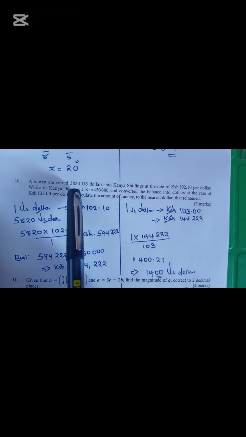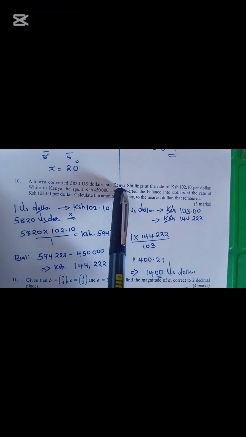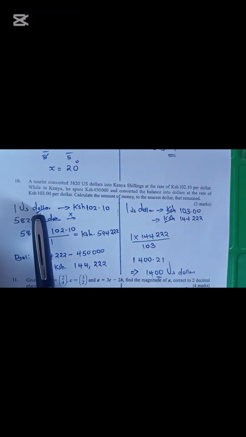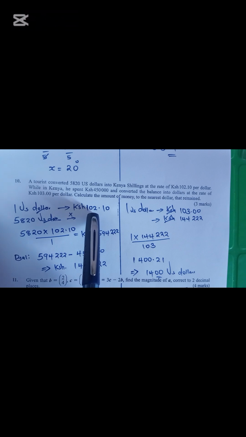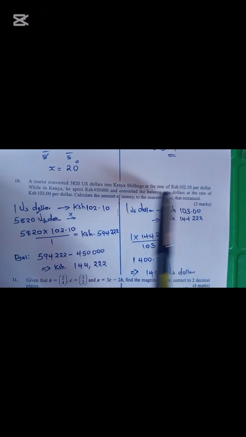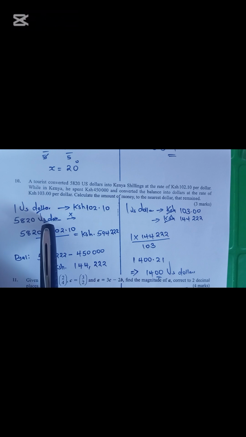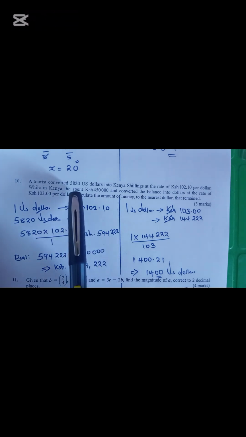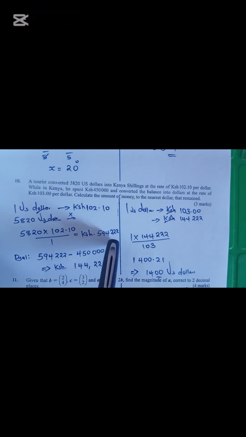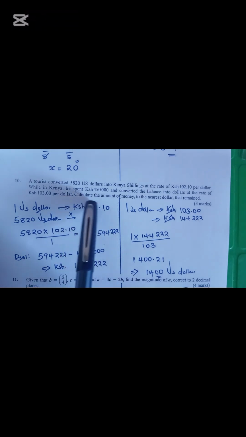So we are to convert 5,820 US dollars into Kenyan shillings at this rate. If 1 US dollar is equivalent to 102 shillings and 10 cents, then out of 5,820 US dollars we are going to cross multiply. The US dollars are going to cancel, so it will be 5,820 multiplied by 102.10. This will give us 594,222 Kenyan shillings. So this is the amount he obtained after conversion of 5,820 US dollars.